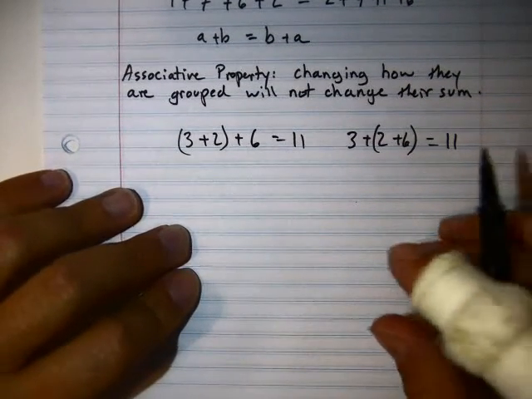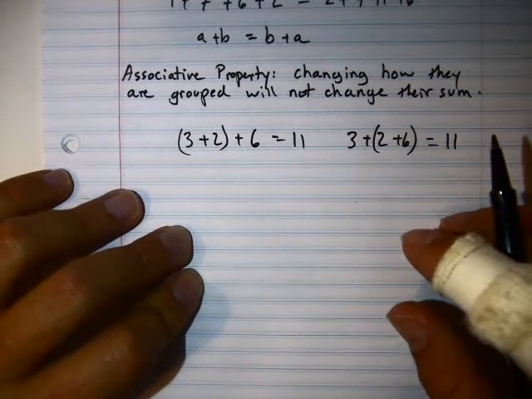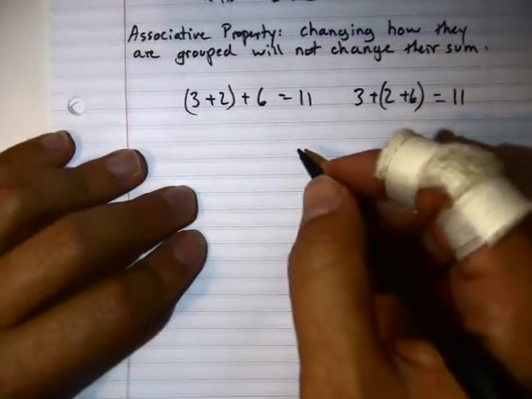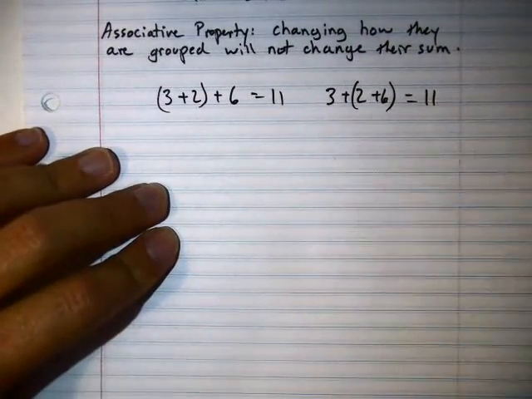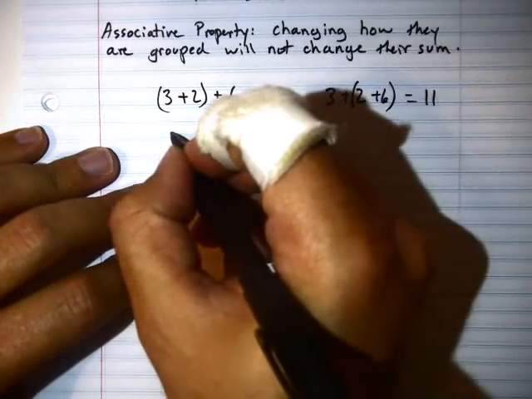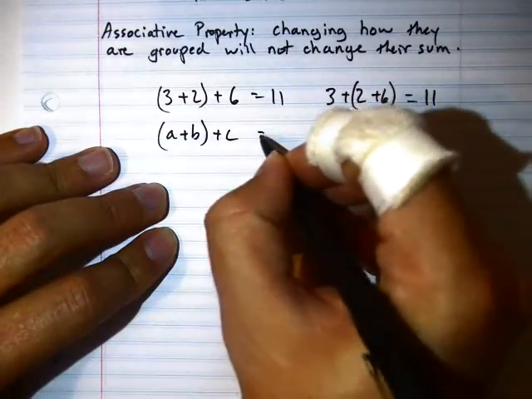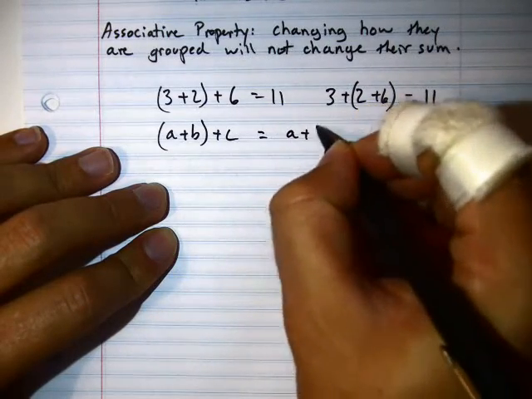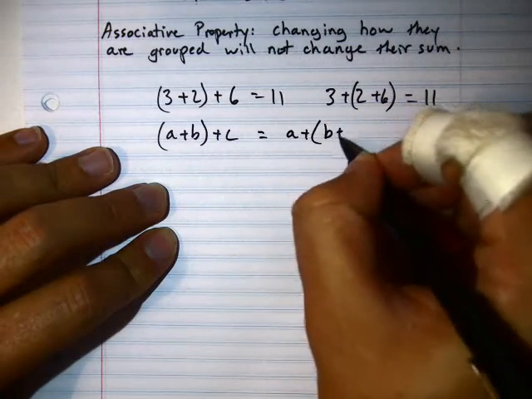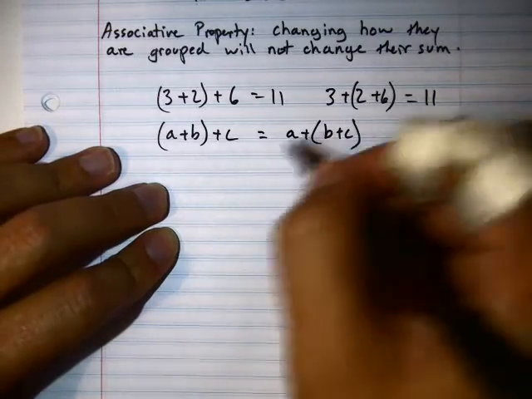And if I was going to write this as a general rule, the way that I would write that is like this, using these A's and B's and C's, and it's my favorite way to do it. I would write (A + B) + C = A + (B + C). And this is kind of our key.